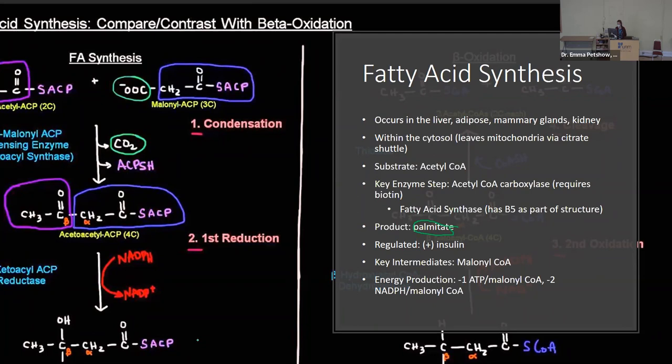For our energy, we do use energy to store energy. Interesting. We use one ATP per malonyl-CoA, and we use two NADPH per malonyl-CoA. But this would be our process to store fat as energy.